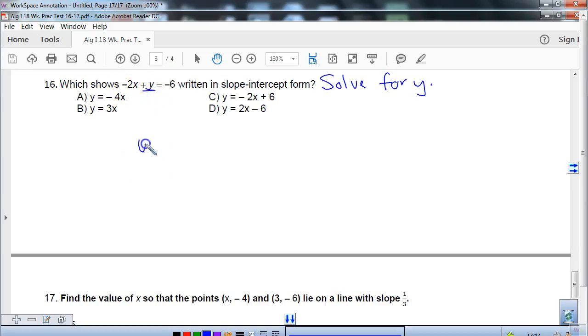All we need to do is add 2x to both sides. And when we do that, remember 2x and negative 6 are not like terms. So y equals 2x minus 6. And that'll be option D. That's really all there is to number 16.